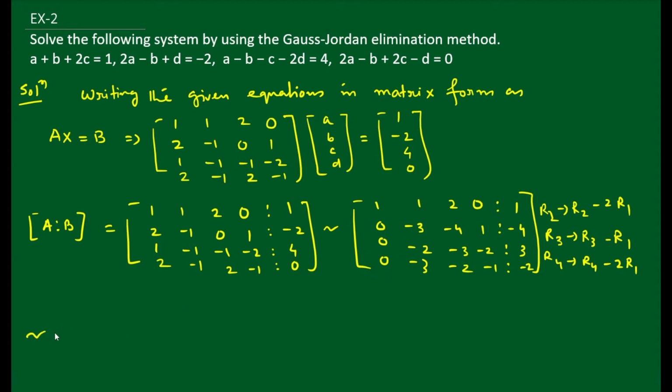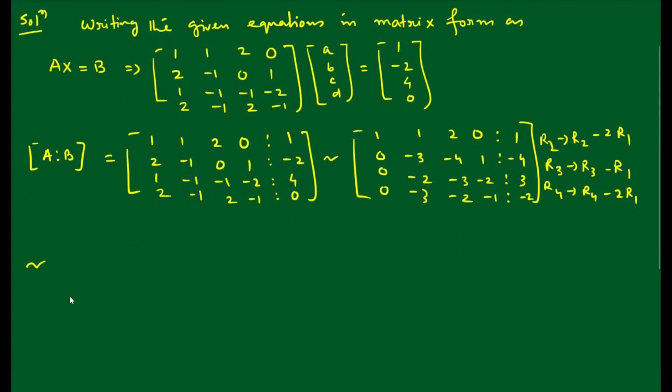Okay, now coming to the next step. Now we'll write the first row as it is, 1 1 2 0, and then 1. Now we'll keep row 2 fixed, which is 0, minus 3, minus 4, 1, and then minus 4. Now we are going to make these 2 elements 0, right? So these 2 elements we have to make 0 with the help of row 2, because minus 3 is in row 2. So let us write the operation.